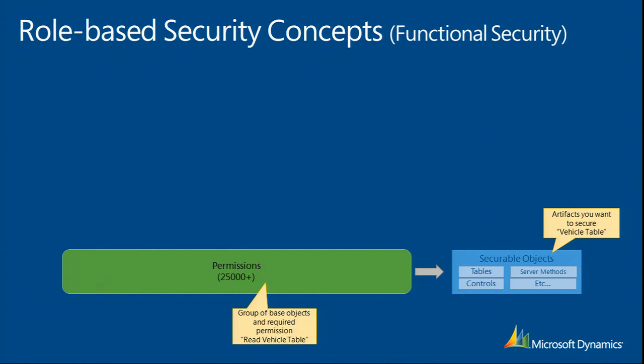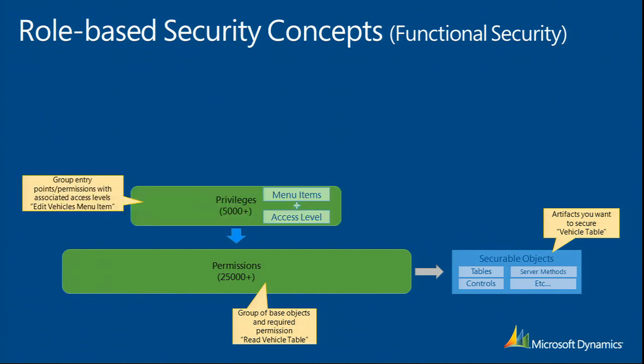But just the sheer number of the items that's there makes management a lot more harder, right? So what we do is encapsulate those permissions into privileges. Privileges are a group of entry points or menu items and associated access level on those menu items.